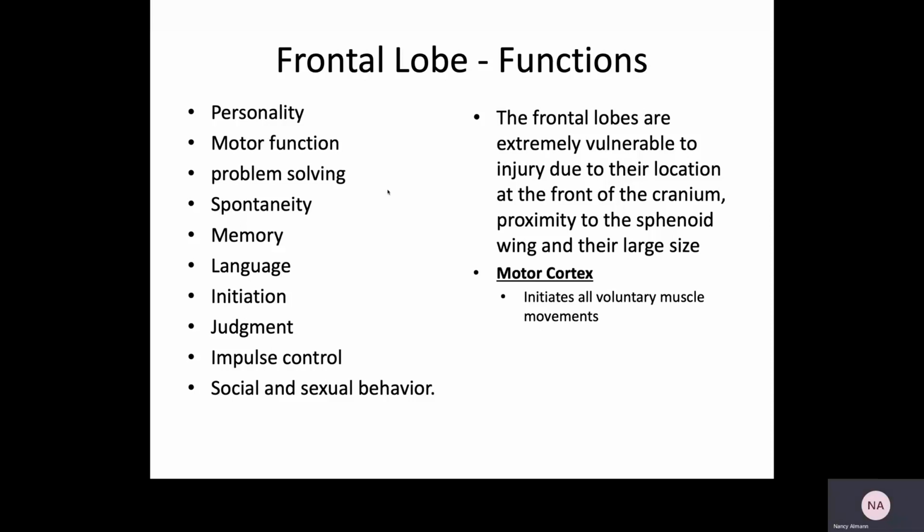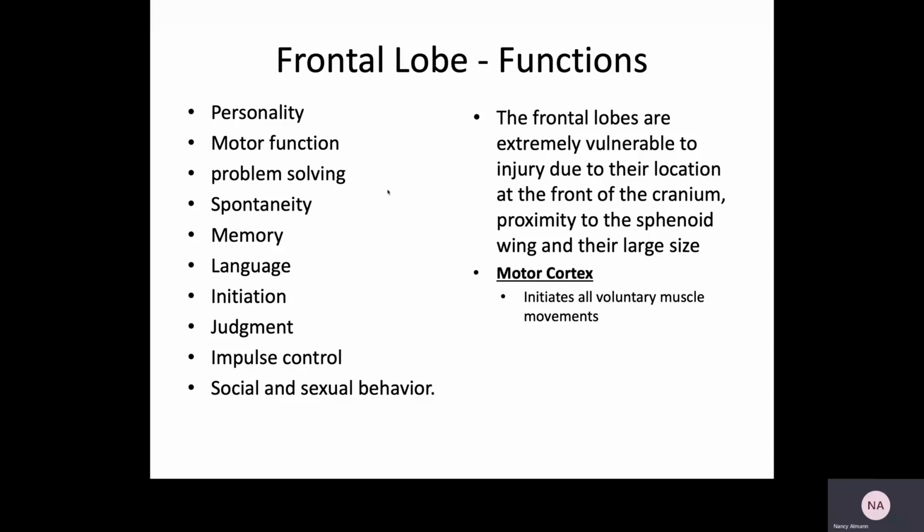Now, because of their location, frontal lobes are very vulnerable to any sort of injury because they're right there in the front of the cranium. They're also superior to the wing of the sphenoid. So if something happens and you have damage, that sphenoid bone, which is actually not too terribly, I don't want to say stable, it's pretty fragile. The bones are quite thin. That could actually pierce your frontal lobe. So be nice to your brain.